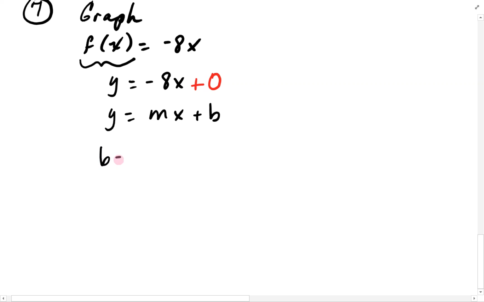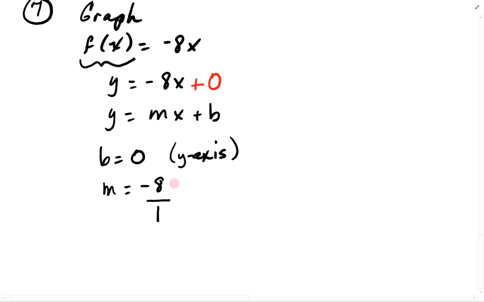So we will begin at 0 on the y-axis. And our slope is negative 8. It needs to be a ratio or a fraction, so I'll put it over 1. The numerator is the rise, tells me to go down 8. The denominator is the run, it tells me to go right 1.